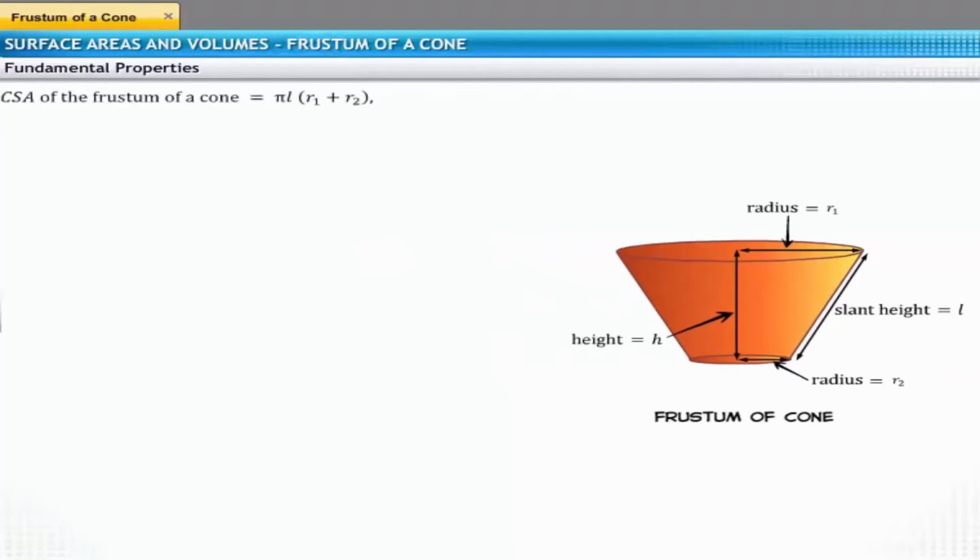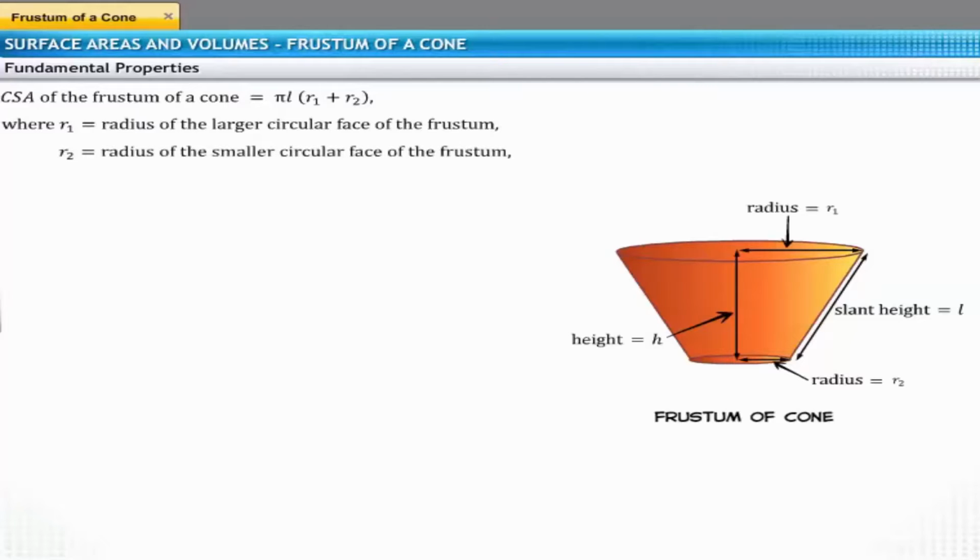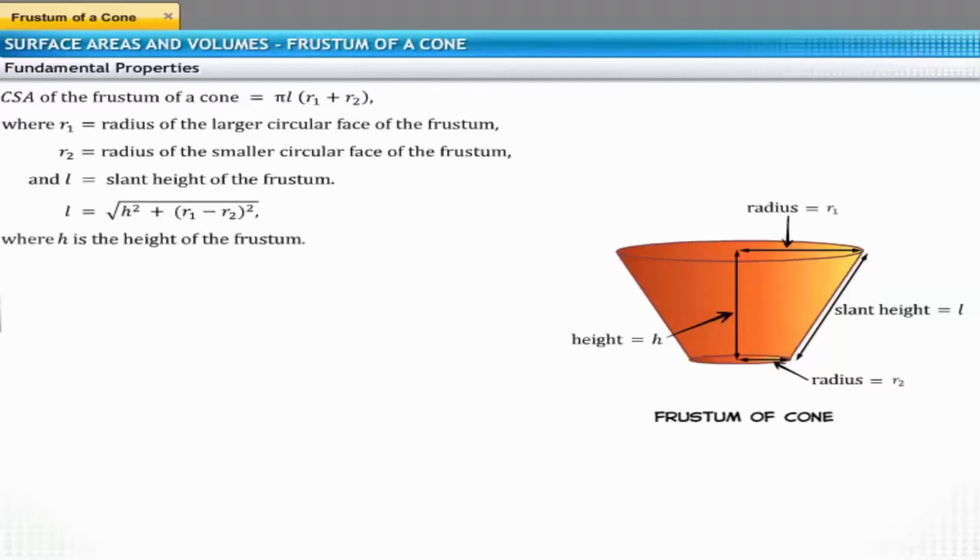The CSA of the frustum of a cone equals pi into L into R1 plus R2, where R1 and R2 are the radii of the larger and smaller circular faces of the frustum respectively. L is the slant height of the frustum. The slant height can also be expressed as root of h square plus R1 minus R2 the whole square, where R1 and R2 are the radii of the circular faces and h is the height of the frustum of the cone.